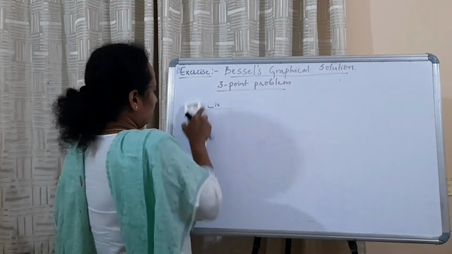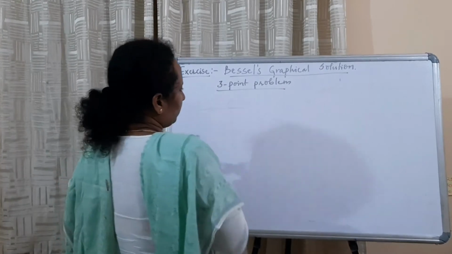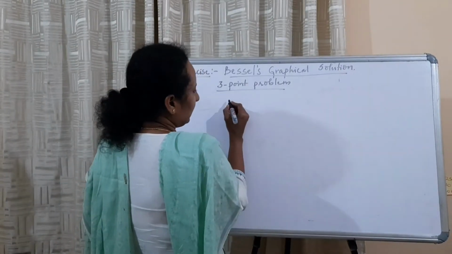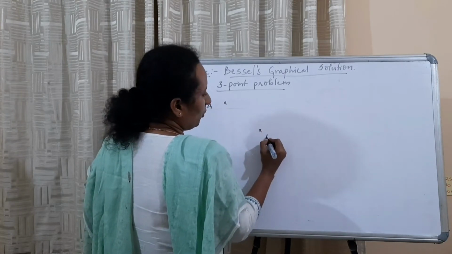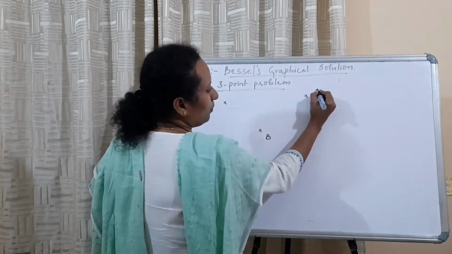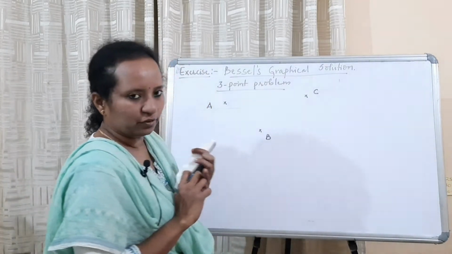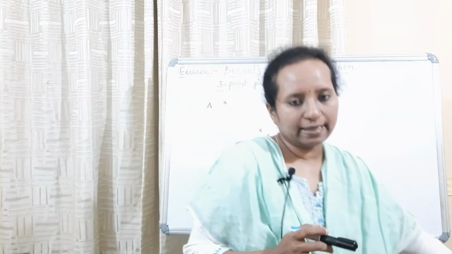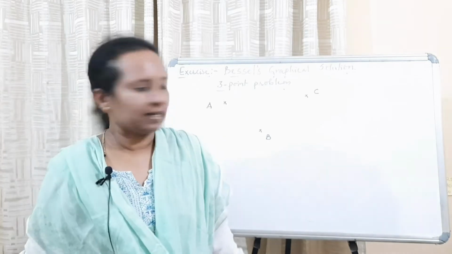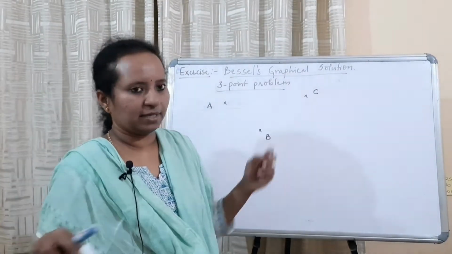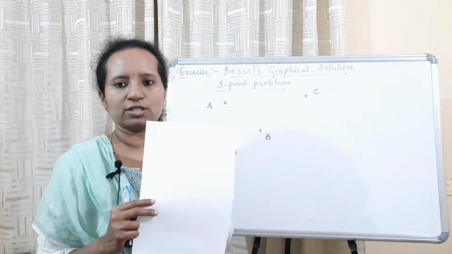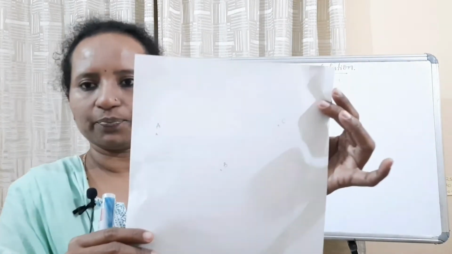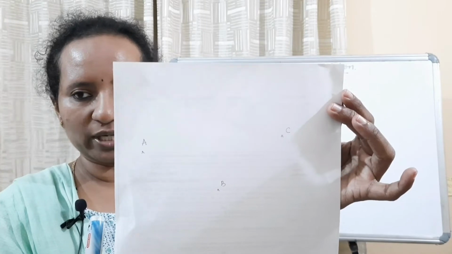So let me say I end up a day's work with point A over here, point B over here, and point C over here on the field. So at the end of the day's work, I have ended up with points A, B, C. And let us imagine the same points are as shown in the sketch over here: point A, point B, and point C.